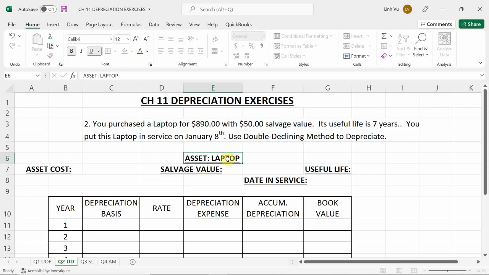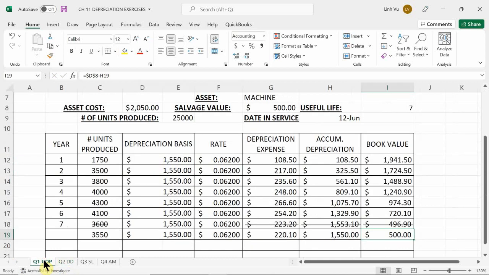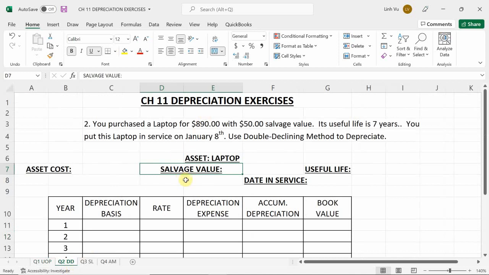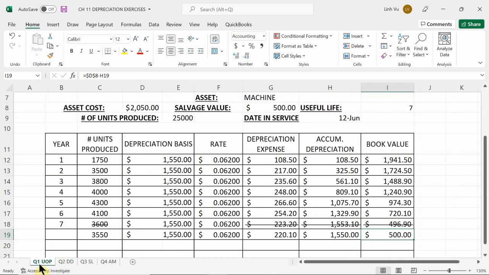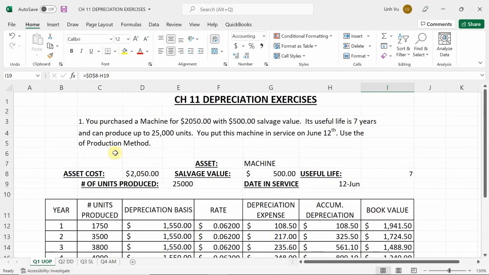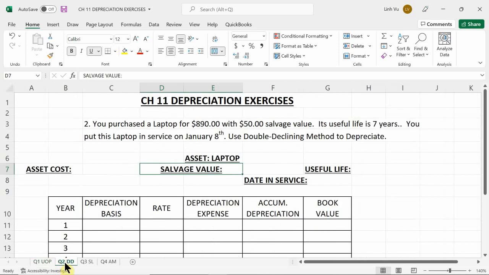What was the last method called? Units of production, also known as activity based. Does it say it anywhere? Yeah, if you look at the very bottom, it says UOP right here. But it also says up here, use units of production method. Okay, so now we're going to be doing double declining.